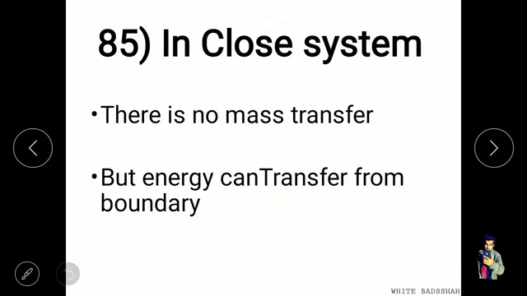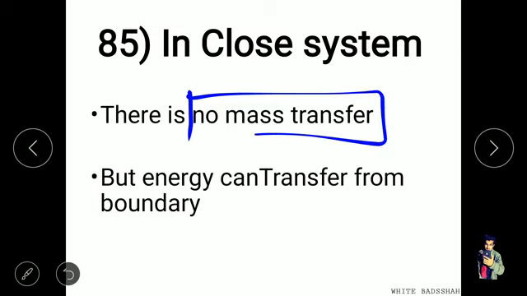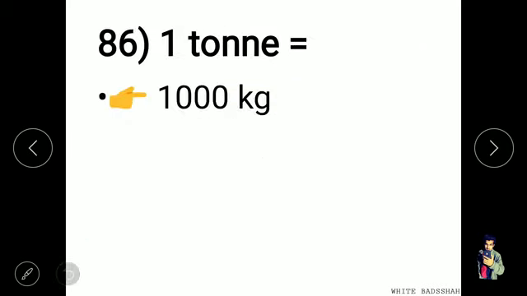In a closed system there is no mass transfer, but energy can transfer across the boundary. One ton equals 10 raised to 3, that is, 1000 kg.